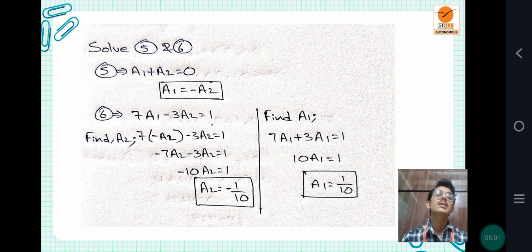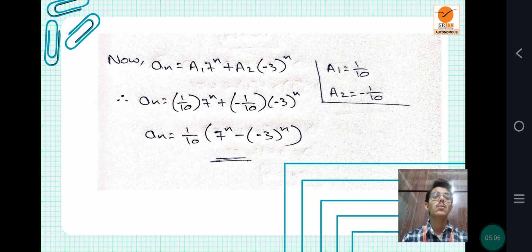Now we know the a1 value and a2 value. Now a(n) = a1·7^n + a2·(-3)^n. Substitute the a1 and a2 values in the above general solution. Then we get the final solution: a(n) = 1/10 (7^n - (-3)^n). This is the final solution.